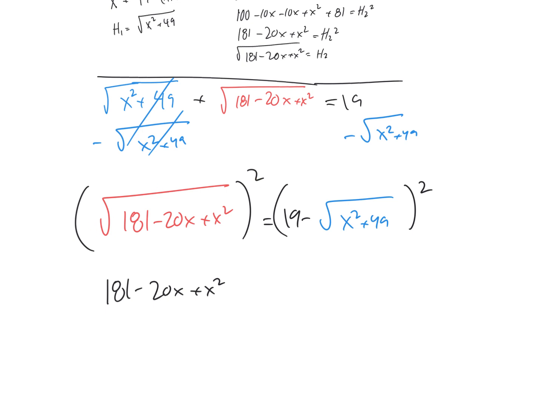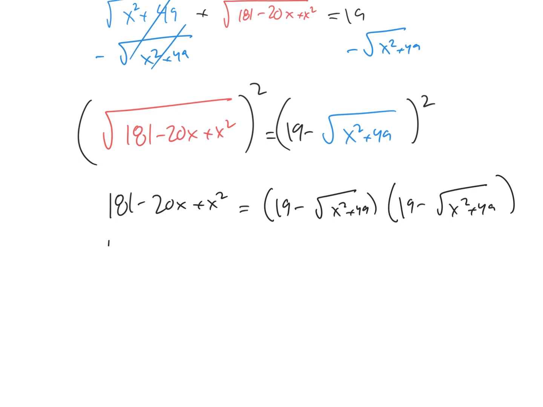Okay. Over here on this side, let's write this. Let's remind ourselves that this is 19 minus the square root of x squared plus 49 times another 19 minus the square root of x squared plus 49. Okay. So let's keep multiplying. And we still have this on the same side, 181 minus 20x plus x squared equals, okay, so 19 times 19, I just put that into my calculator, it is 361. Okay, here I have 19 times the square root of x squared plus 49.